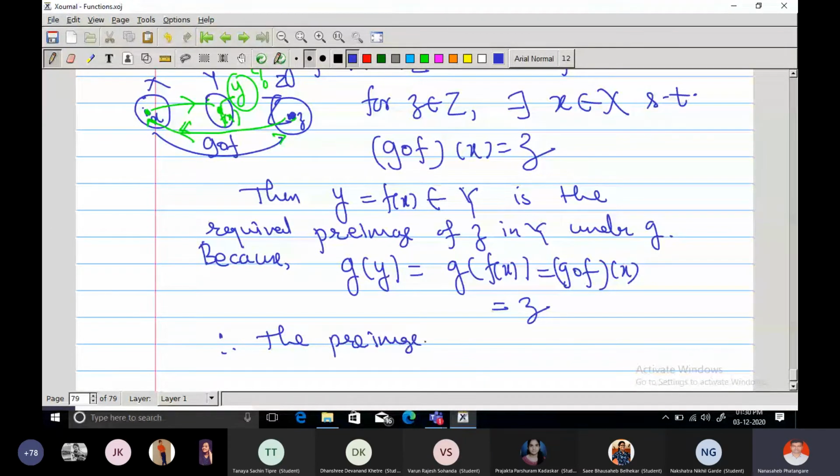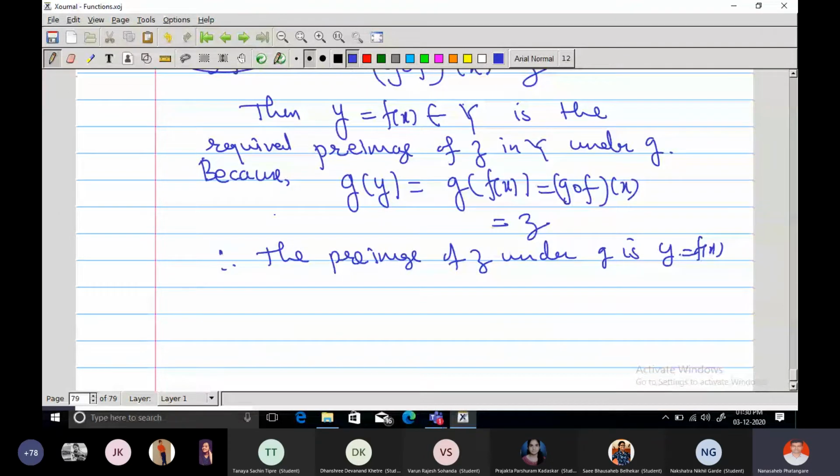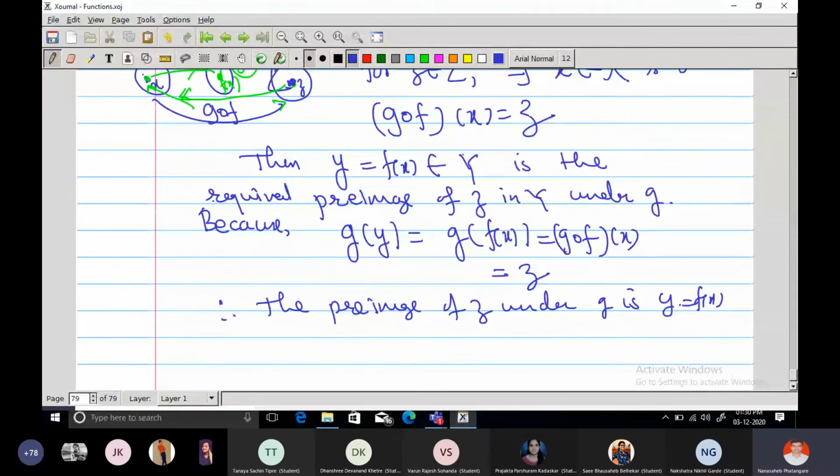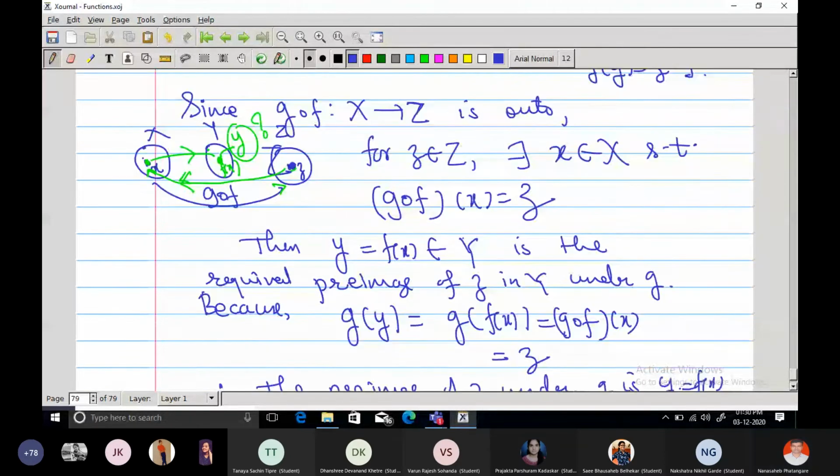And therefore, what is the process? If you start with z, go back to X under G composite F and apply F on x, we'll get the right preimage of z in Y. This is a process you should understand: how to produce a preimage in Y. It is very difficult to see the preimage directly in Y, so you have to go to X and then from X to Y. Is it clear?